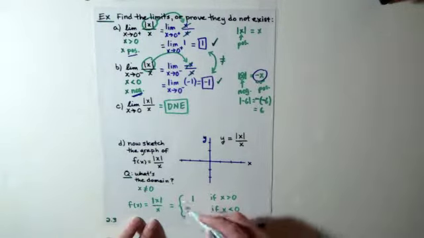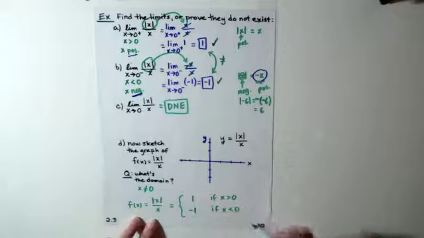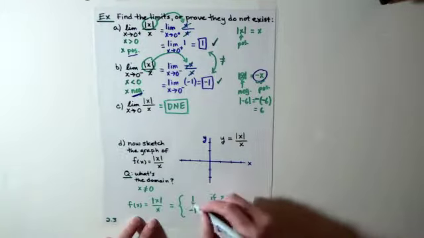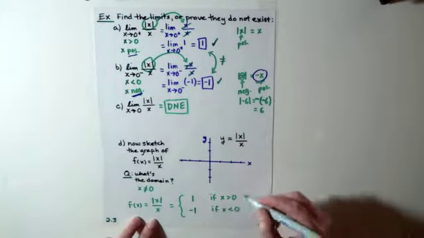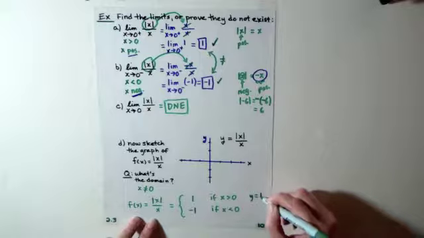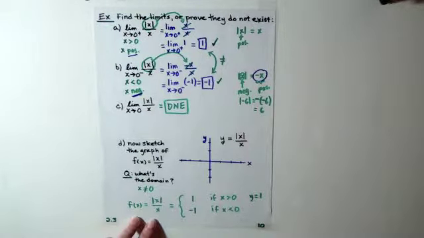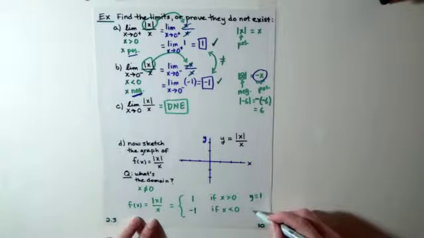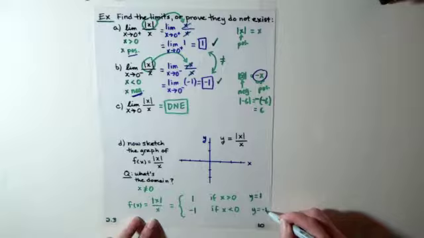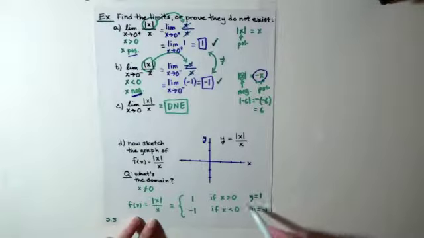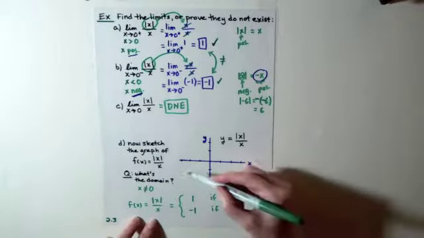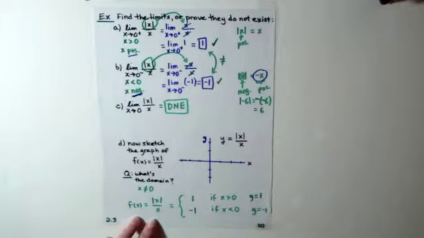So this function reduces to negative 1 when x is less than 0. Well, what would these look like if I were to graph them? Remember that f of x, or y, equal to 1 is just a horizontal line at height 1 on our y-axis. And f of x is equal to negative 1, that means y is equal to negative 1. And that would again be a horizontal line of height negative 1 on the y-axis.